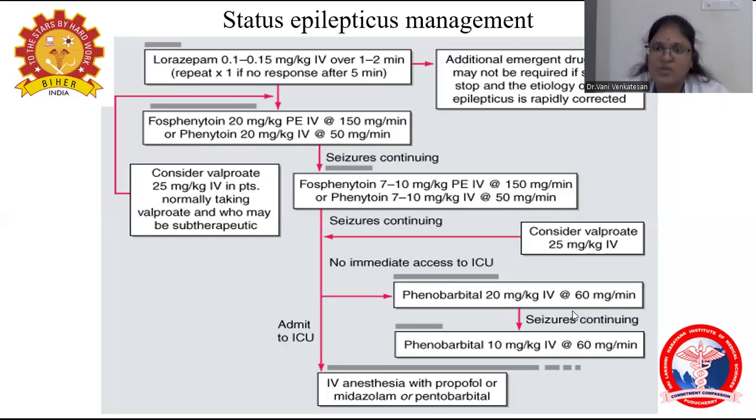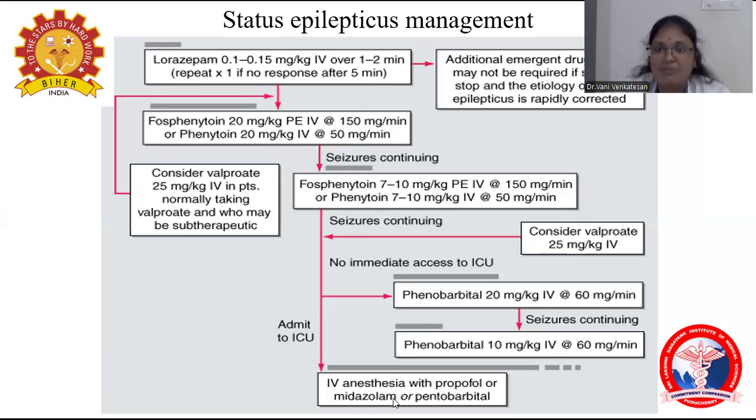And if the patient is not at all responding even to phenobarbital, then you'll admit the patient in the ICU and you'll anesthetize the patient with either midazolam, propofol, or phenobarbital. You'll sedate the patient, and for the next 24 to 48 hours, the patient will be in the ICU under monitoring. So this is the outline of drugs for status epilepticus.